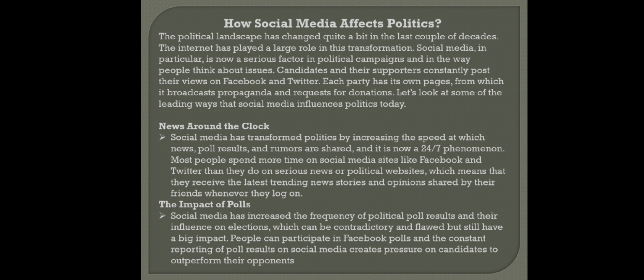Candidates and their supporters constantly post their views on Facebook and Twitter. Each party has its own pages, from which it broadcasts propaganda and requests for donations. Let's look at some of the leading ways that social media influences politics today.